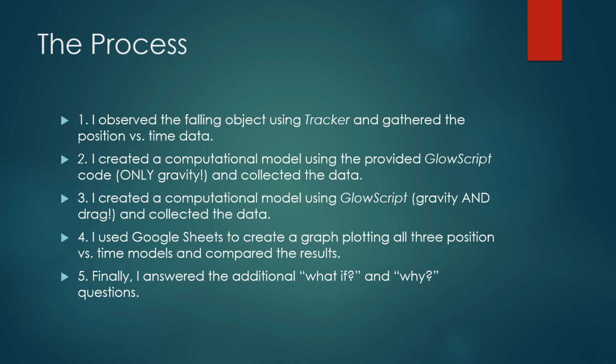So my process was that I first observed the falling object, which was a crumpled piece of paper, using Tracker, and I gathered the position versus time data from Tracker. Then I created a computational model using the provided GlowScript code, but only accounting for gravity acting on the paper, and then I collected that data. Next, I created a computational model using GlowScript, and this time I accounted for gravity and drag force and collected that data. And then I used Google Sheets to create a graph plotting all three position versus time models, and I compared the results. And then finally, I answered the additional what if and why questions.